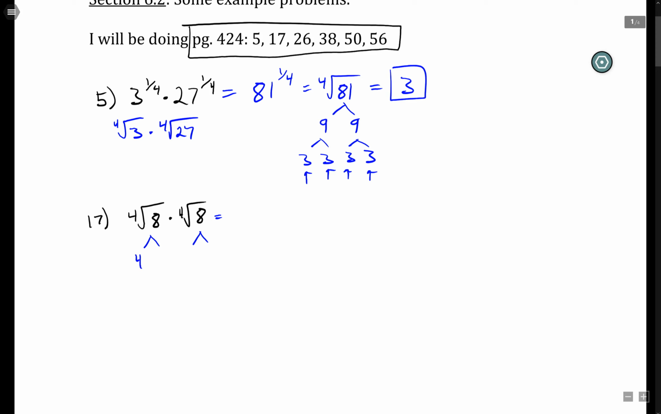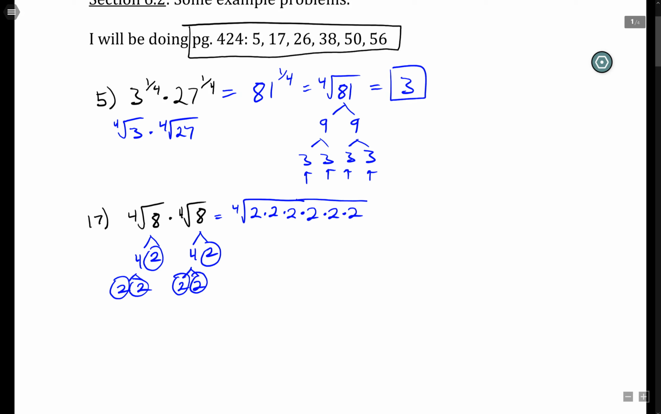So this 8 is 4 times 2. In other words, 8 is 2 times 2 times 2. Same with this 8, 4 times 2, so this 8 is 2 times 2 times 2. So here's what I'm going to do. Instead of writing the 4th root of 64, let's write the 4th root of 2 times 2 times 2 times 2 times 2 times 2. And that is exactly what I would get if I had multiplied to get 64 and then broken down 64.